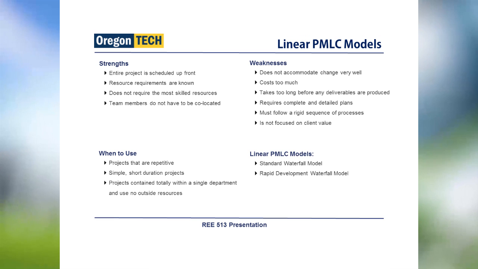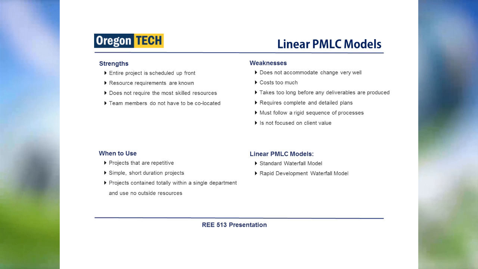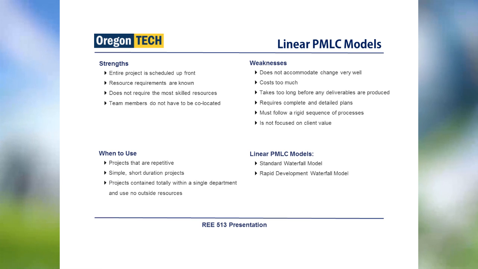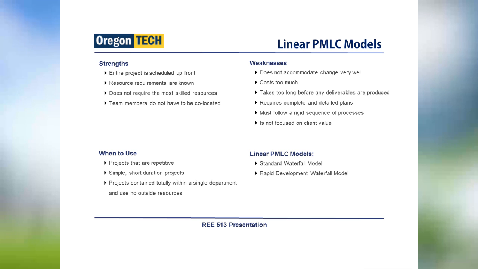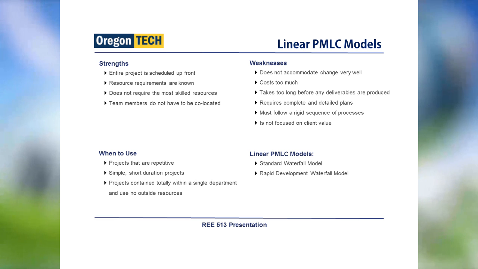Basically, the linear model applies to very simple and short duration projects, and they don't require any skilled resource. It is very easy on the project schedule upfront. The deliverables are produced only at the end. When the project is very simple, you can use it. There are two types of linear project management life cycle model: the standard waterfall model and the rapid development waterfall model.